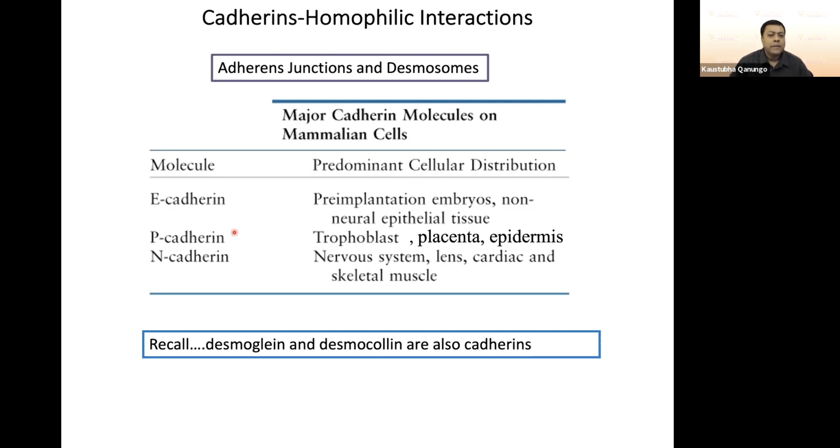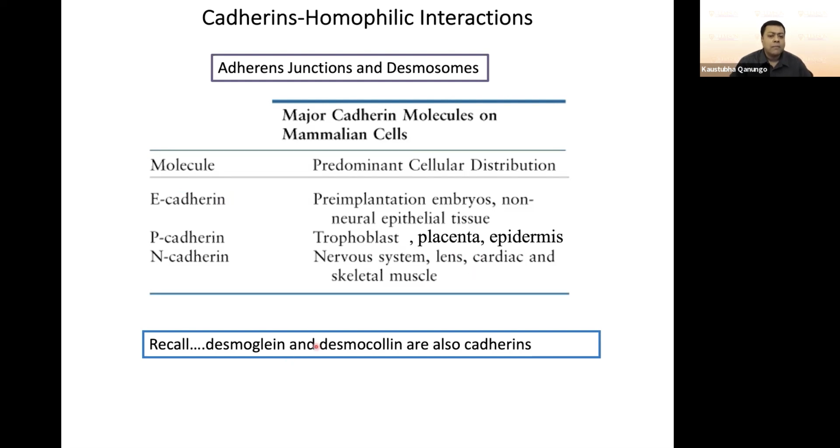Then you have the P-cadherin, and the name comes from placental cadherin. That's where they were discovered, in the trophoblast, which is the lining of the uterus. You can just find them there. Also, you can find them in the epidermal tissue, the epidermis. Although it is made up of epithelial tissue, you can find the P-cadherin there. And then you have N-cadherin, found in the nervous system, lens, cardiac, and skeletal muscle. This is known as neural cadherin. So these are just the different types and names.